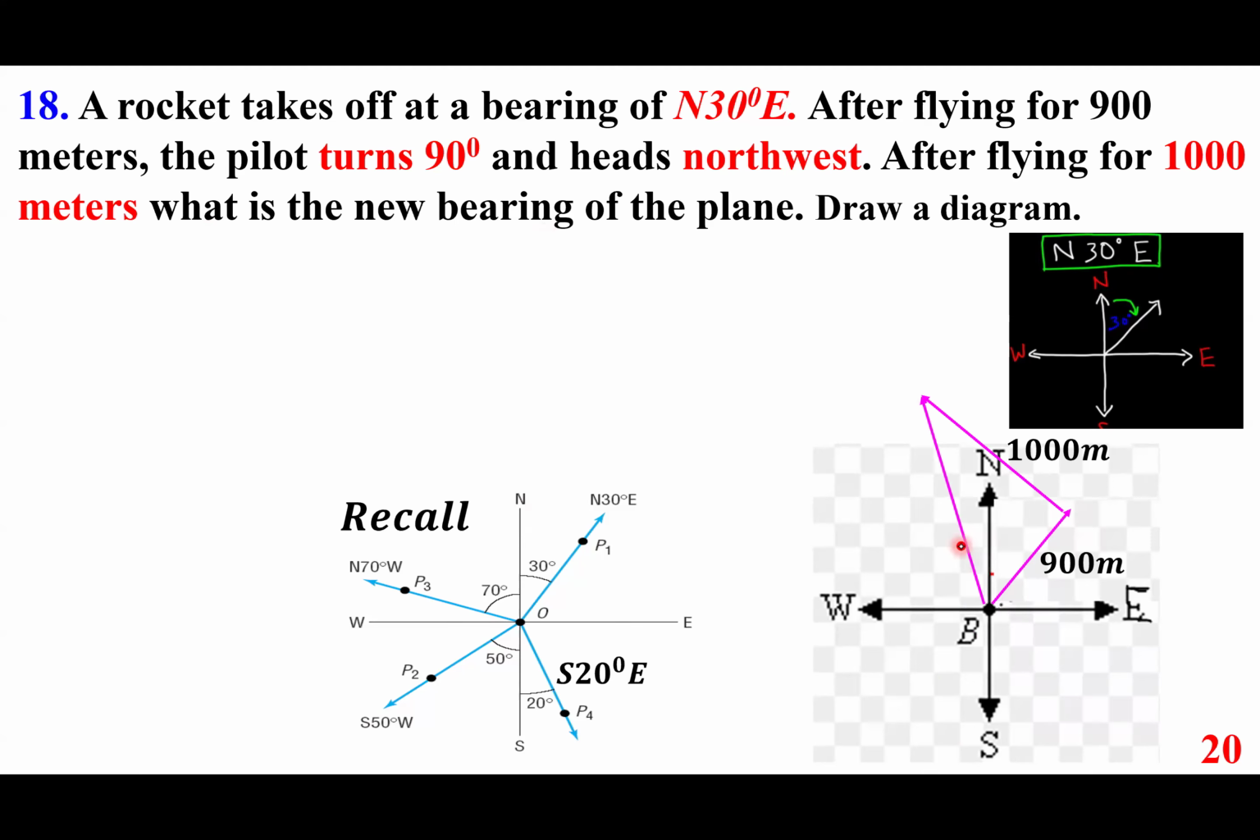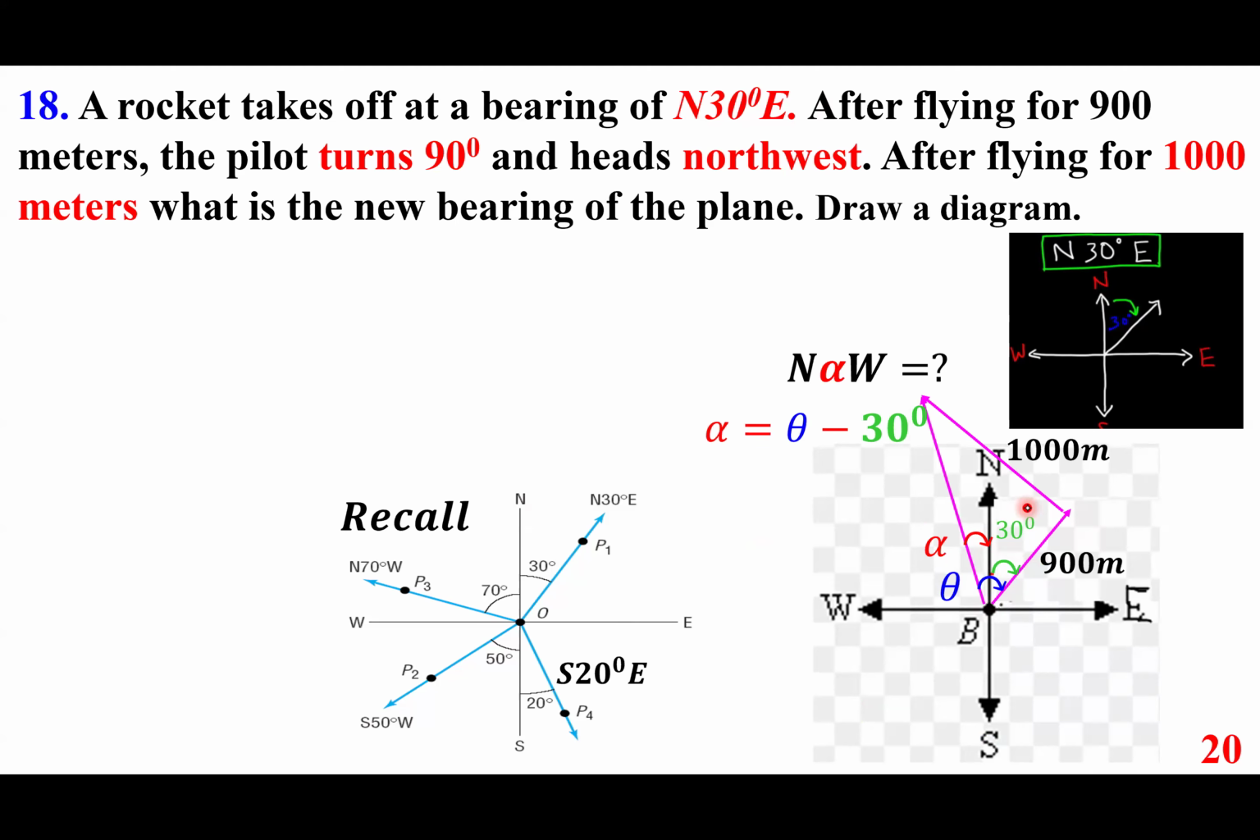What is this angle? Whatever, alpha. So what is this bearing? North, alpha, west. So all we have to do is find alpha. This entire angle, we call it theta. And we said this is north 30 degrees east. So this angle is 30 degrees. So alpha must be theta minus 30 degrees. So all we have to do is calculate theta.